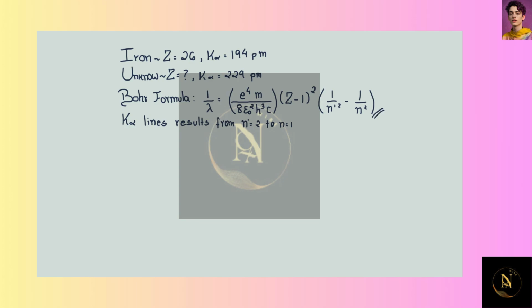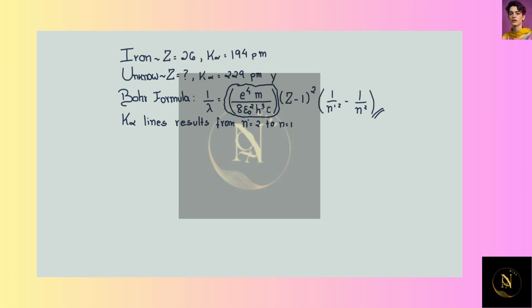Before solving this question, note that the Bohr formula for the wavelength of the emitted photon is this one. It depends on a lot of numeric factors that do not depend on the particular atom we are dealing with. So we can call this a constant, say big Y.